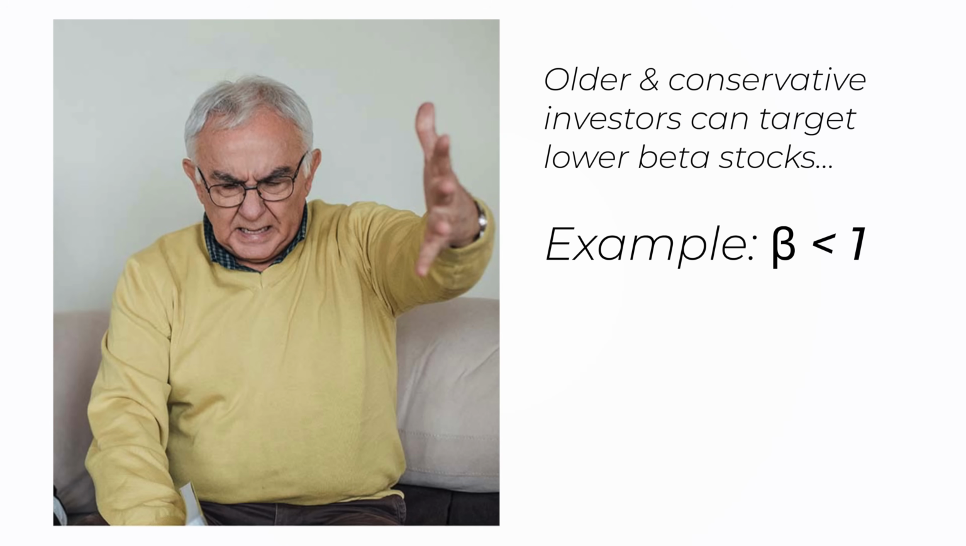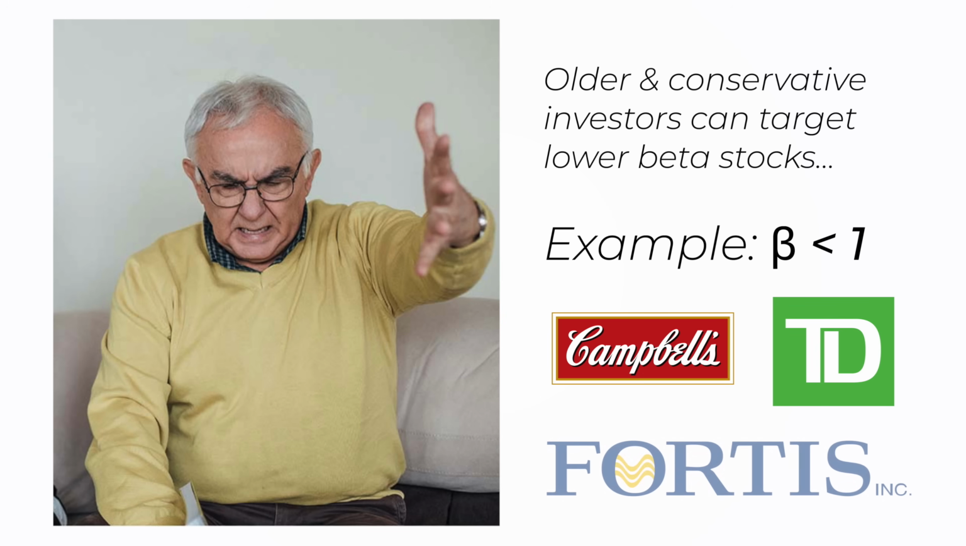If you are an older investor, if you're more conservative and you don't like seeing the swings up and down in the market, you may target companies like Campbell Soup or TD Bank, Fortis, or Procter & Gamble, just to name a few, which would very much align with your goals and your risk appetite in the stock market.